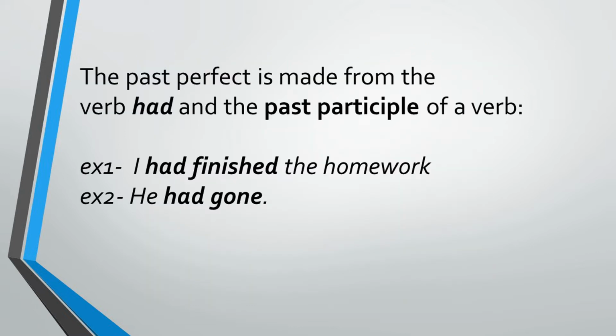Now, the past perfect is made from the verb had and the past participle of a verb. It is a verb tense used to talk about actions that were completed before some point in the past. The past perfect tense is for talking about something that happened before something else. The past perfect tense is a tense that expresses two events that occurred in the past, but one preceded the other.